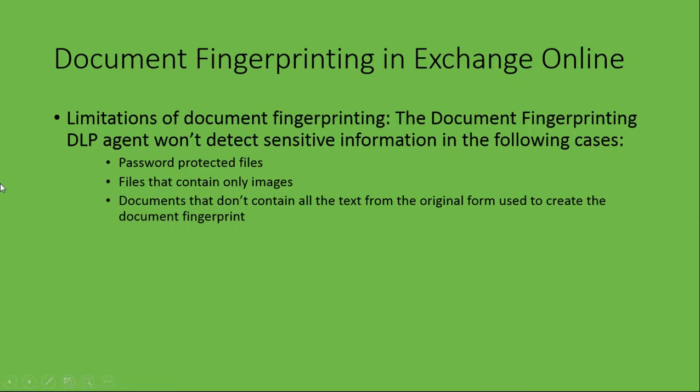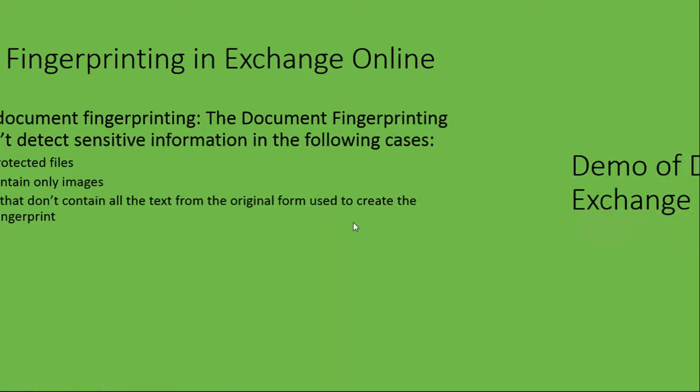Second, if the file being attached contains only images and no text, then the policy also cannot check it, because there is no optical scanning. It is only text scanning of the document. And third, if the document being attached and the document template we uploaded in the policy don't match in basic format or headers, then the policy cannot detect or say that this is a sensitive document. So these are the three limitations of document fingerprinting in Exchange Online.